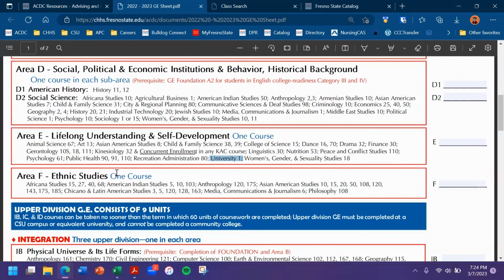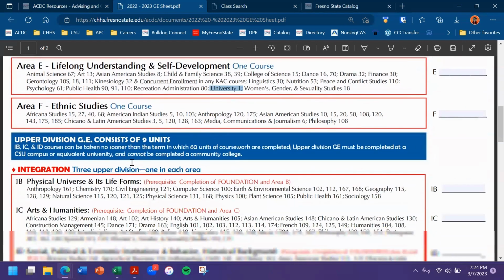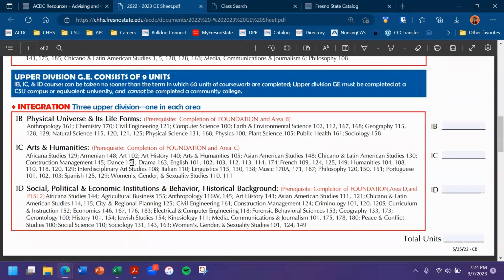That concludes lower division GE, and we will now move into upper division general education. Upper division general education is made up of three areas and is known as the integration area and has two different prerequisites, although only one is typically enforced. We usually recommend these courses be taken around 60 units or junior standing, but that is usually not a requirement.